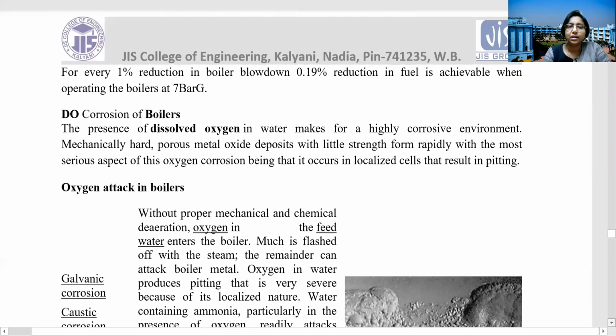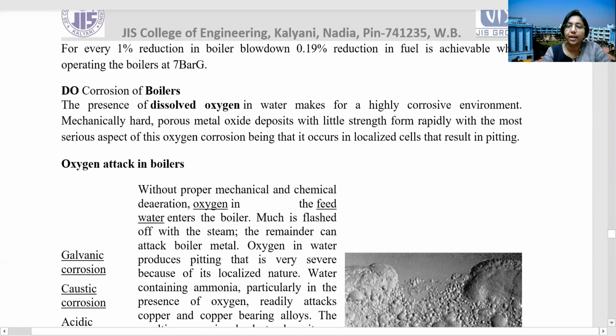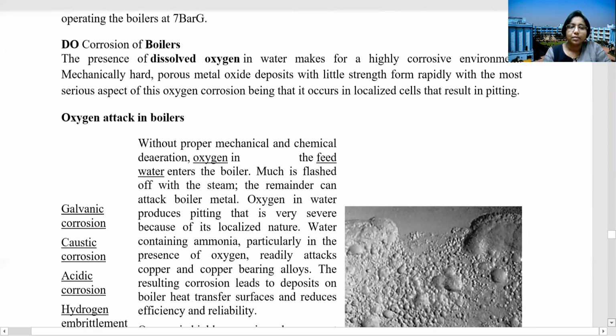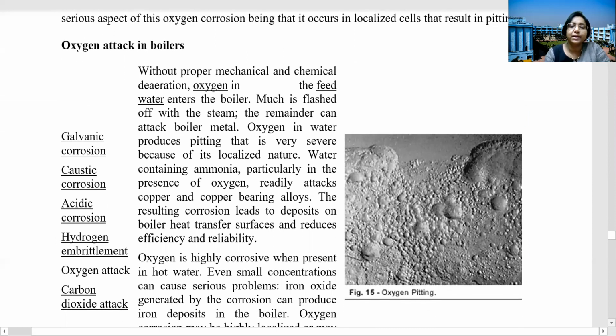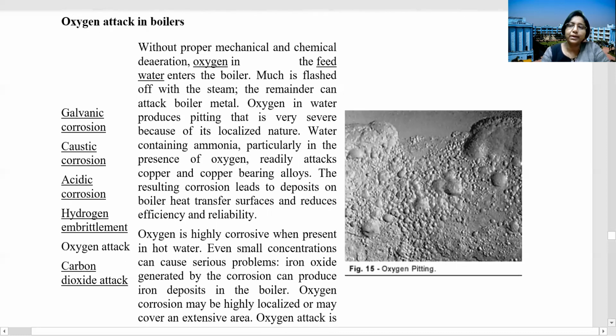Dissolved oxygen also enhances corrosion. Basically, that creates galvanic corrosion, and in galvanic corrosion, one part is the anodic part and another part is the cathodic part. These two parts are created, and the metal body, the iron, is corroded.